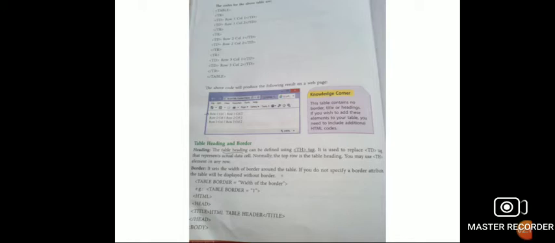Table heading and border. Table heading can be defined using the th tag. It is used to replace the td tag that represents an actual data cell. th is the table heading. Border sets the width of the border around the table. If you do not specify the border attribute, the table will be displayed without border, that is, only the data is displayed.